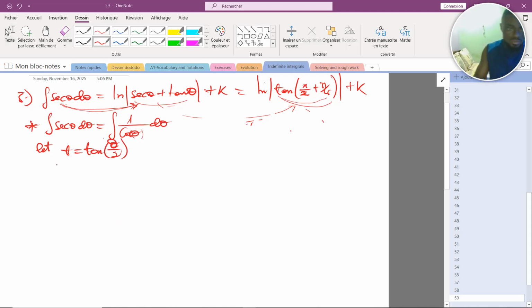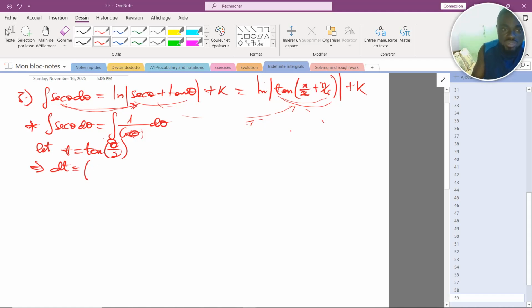From there, we are going to find what? We are going to find d theta, because in the integral there is d theta. So this implies when I differentiate this, I will differentiate this implicitly. When I differentiate this, I'll have 1, and I multiply by d theta, so dt, since I'm differentiating with respect to t. So dt will be equal to what?